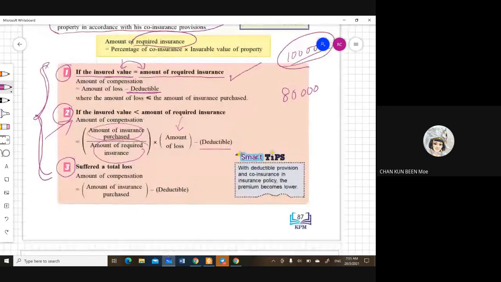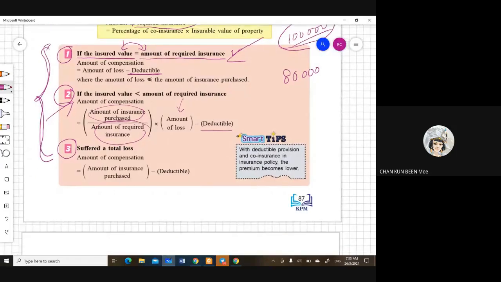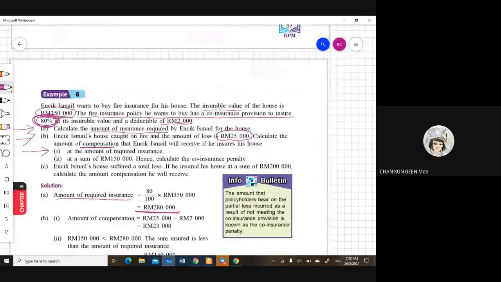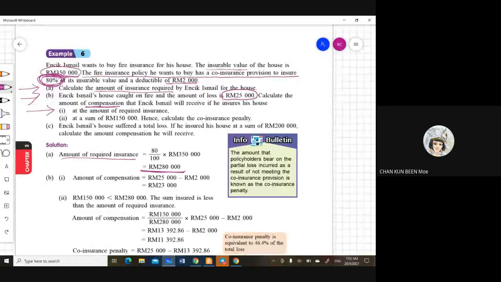Here, the insured value is equal to the amount of the required insurance, meaning that he insured 280,000. So the amount of compensation that he will get is the loss minus the deductible of 2,000. So 25,000 minus 2,000, the compensation will be 23,000. That is because the amount required is the same as the amount that he insured.